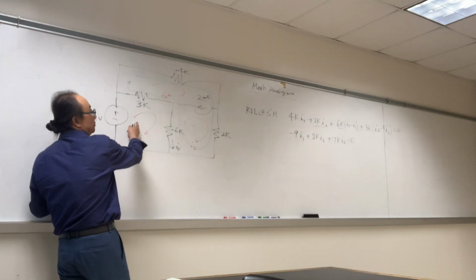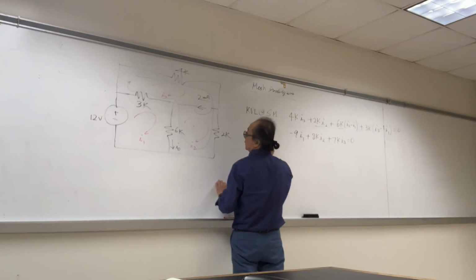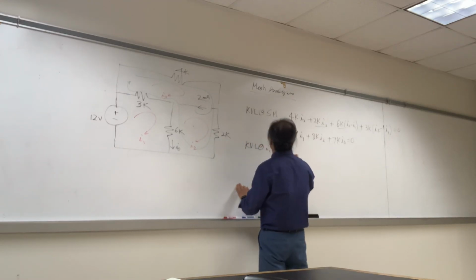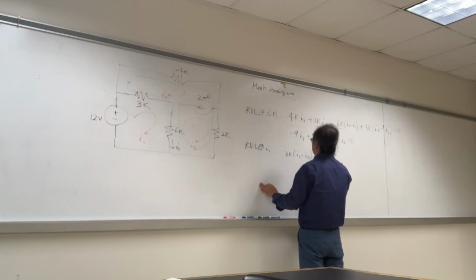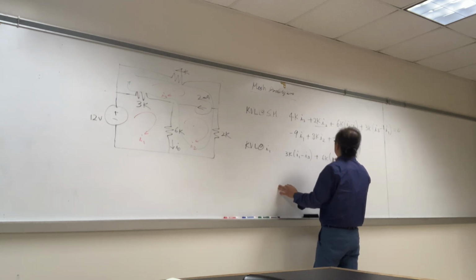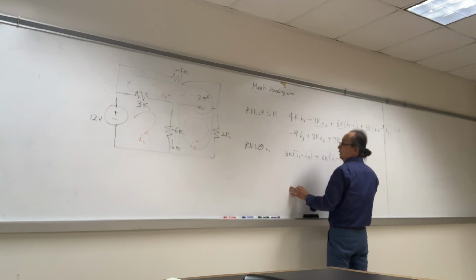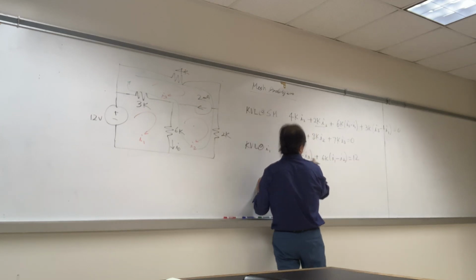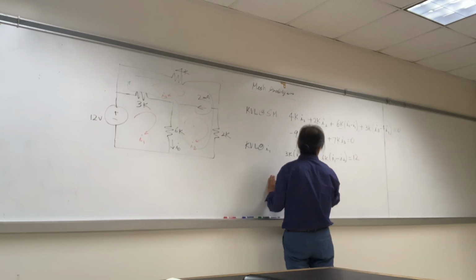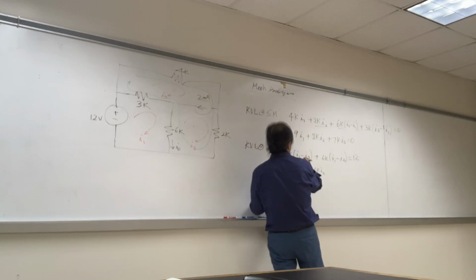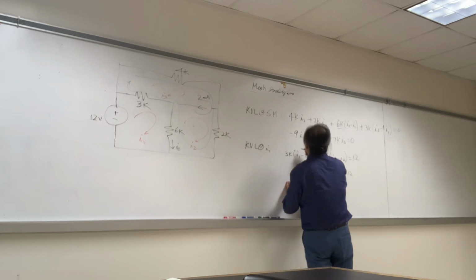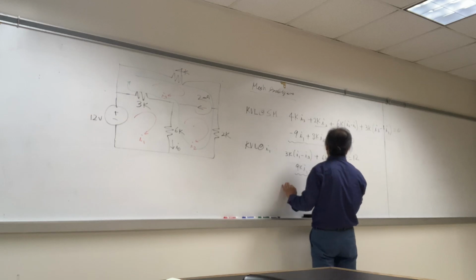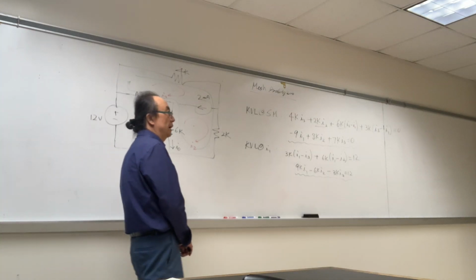And then this mesh, so KVL using I sub 1, we have 3K times I sub 1 minus I sub 3 plus 6K times I sub 1 minus I sub 2 equals 12. So that is 3K, 6K, positive 9K I sub 1, negative 6K I sub 2, negative 3K I sub 3 equals to 12. So we have one equation and the second equation. And then we should have one more equation, right?